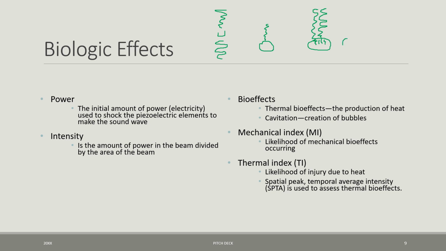And then thirdly, there's cavitation. Now there are two different kinds of cavitation. Transient cavitation comes in and interacts with an air bubble. When it interacts with that air bubble, it excites the bubble, which causes the bubble to get big.